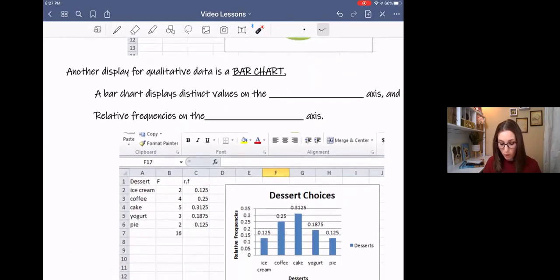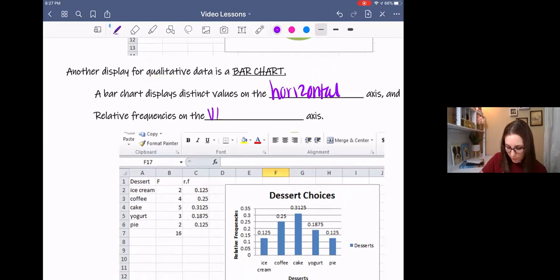Another display for qualitative data is called a bar chart, and you've probably seen a bar chart before. A bar chart displays distinct values on the horizontal axis and the relative frequencies on the vertical axis.